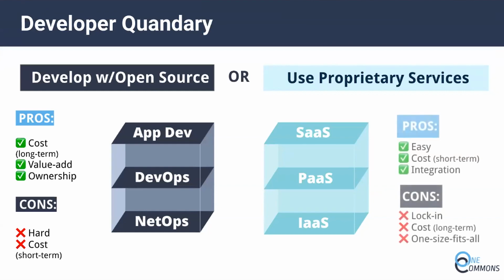Or you could switch to a proprietary SaaS service if it's available. It probably isn't available, but if it is, you could do that. But then you have the downsides of vendor lock-in. You don't have the flexibility. You usually have a one-size-fits-all approach with these services, and the long-term costs end up being higher.